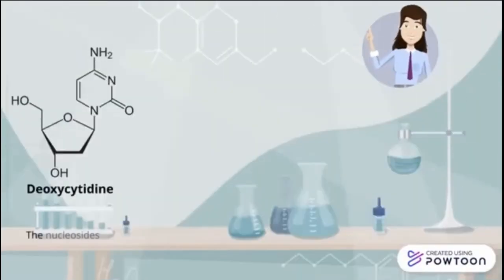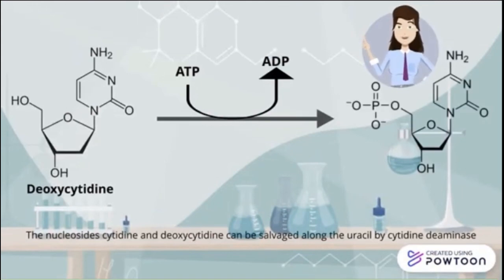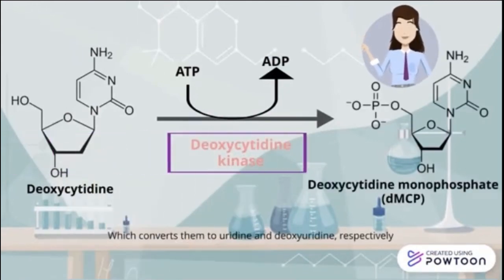The nucleosides cytidine and deoxycytidine can be salvaged along the uracil pathway by cytidine deaminase, which converts them to uridine and deoxyuridine, respectively.